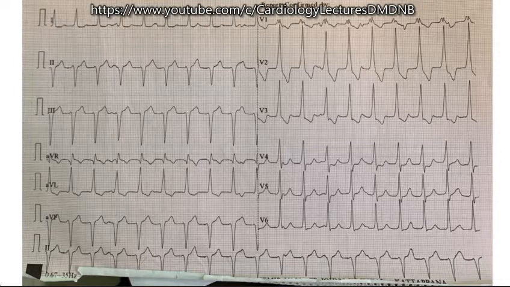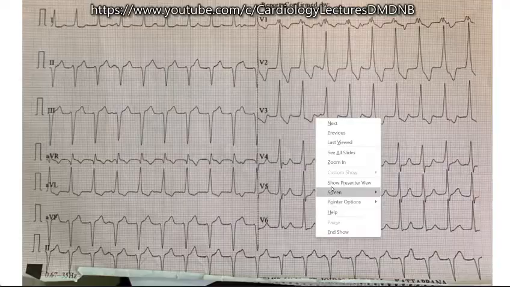Sir, because, sir, in between, one minute, sir. Sir, AV dissociation is seen in V3. Yes, sir. Very good. V1 is the best one. You can see P waves independent of the QRS complex. You can see P waves here, independent of the QRS complex.